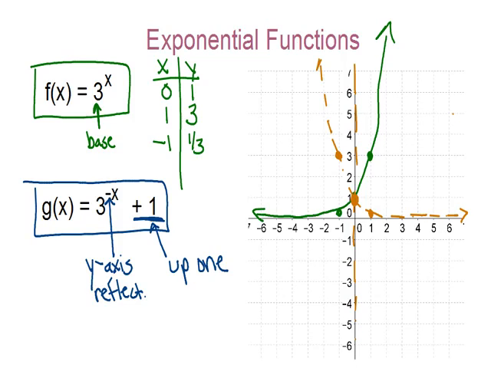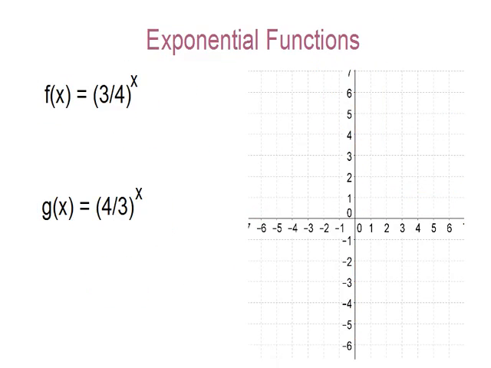Okay. And now we just need to shift that up 1. So each of my points, I move up 1. And I do want to kind of pay attention to this asymptote here. It's going to be at the 1 mark instead of at the x-axis. And that's our transformed function.